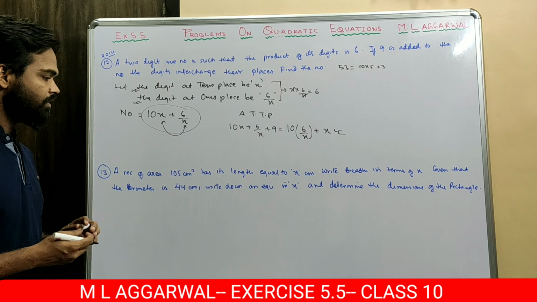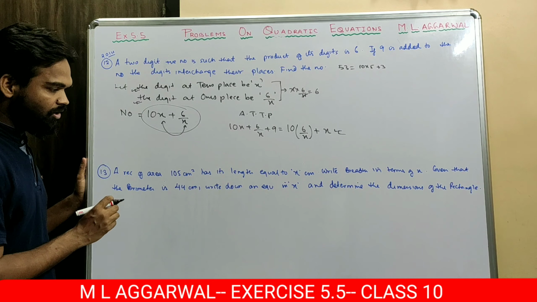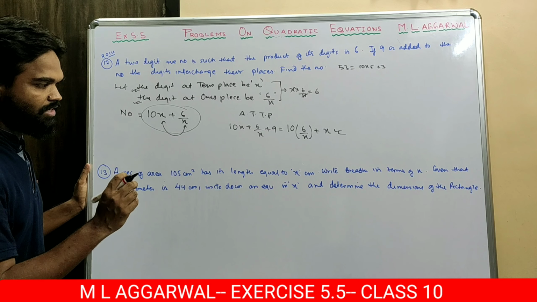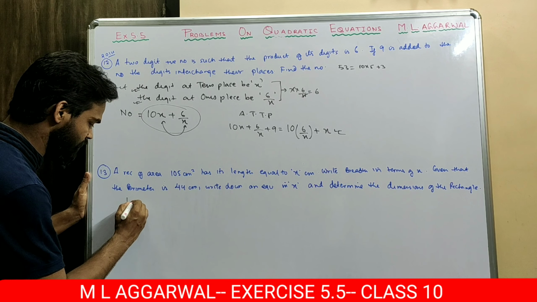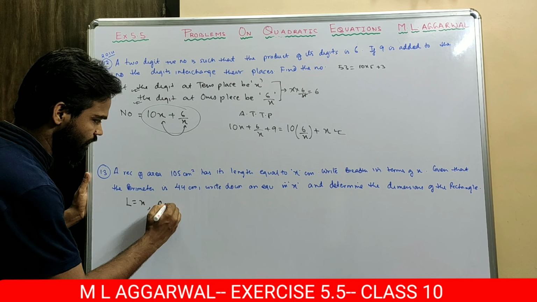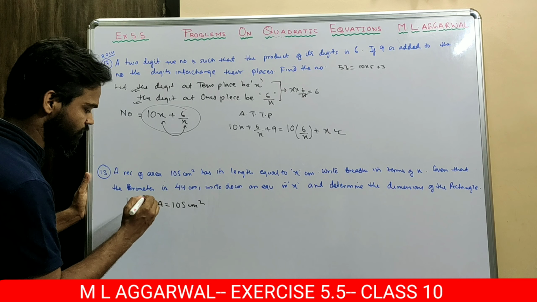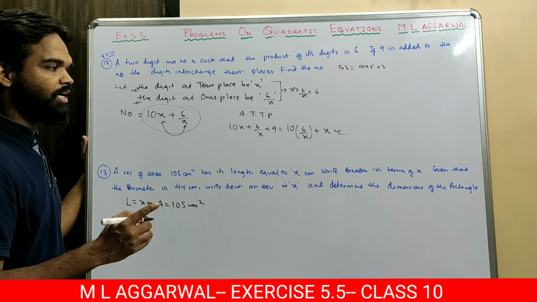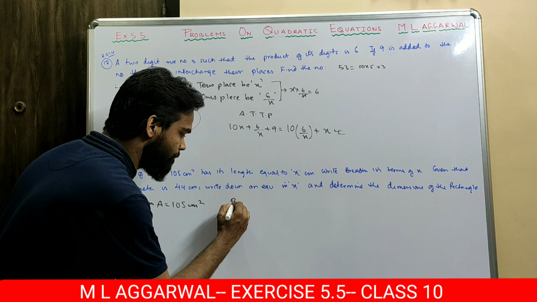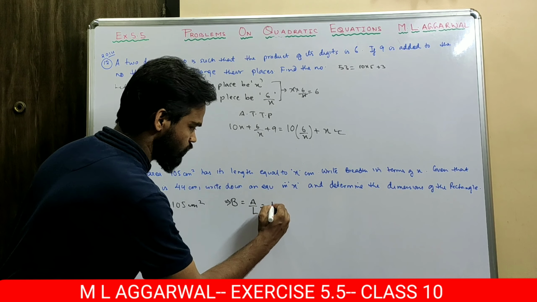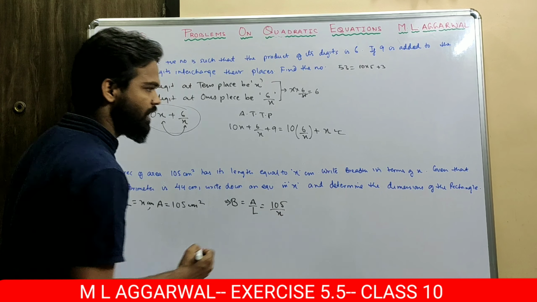Now look at the next sum. A rectangle of area 105 centimeter square has its length equal to x, which means they have given the length as x and the area as 105 centimeter square. This is in centimeter, of course. Write breadth in terms of x. Very easy. Breadth we know is equal to area by length, which is 105 by x.